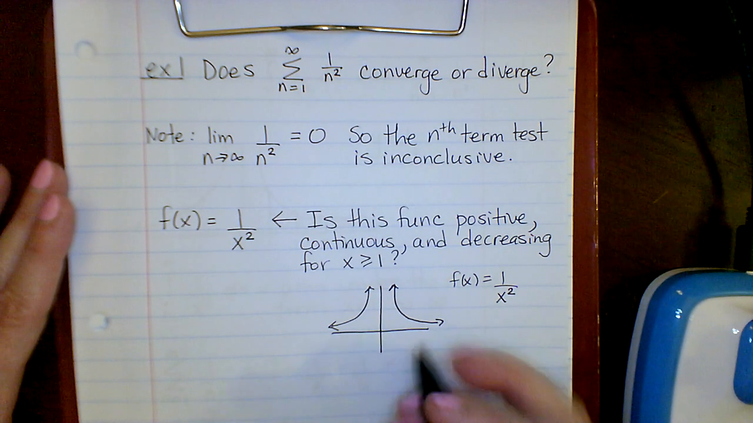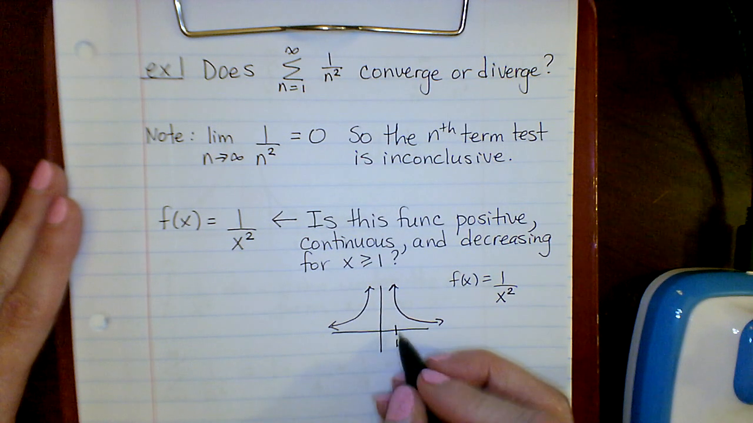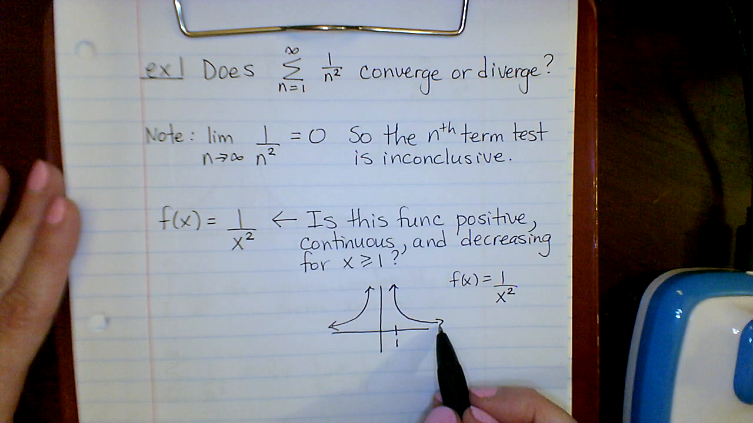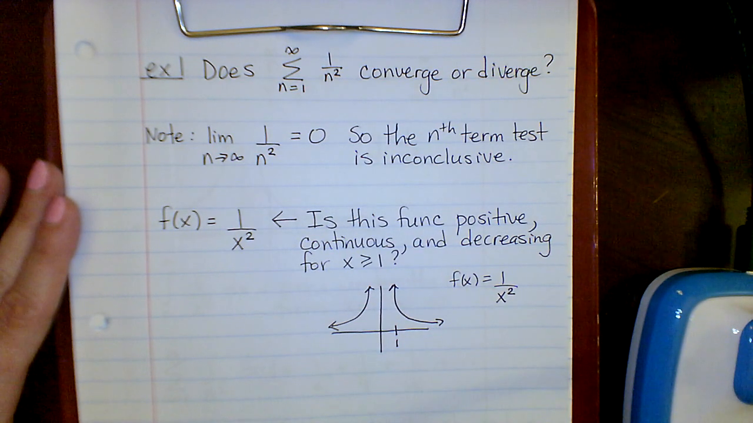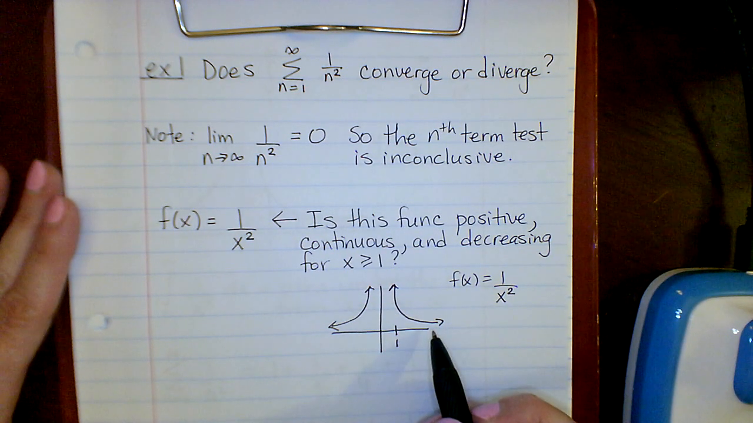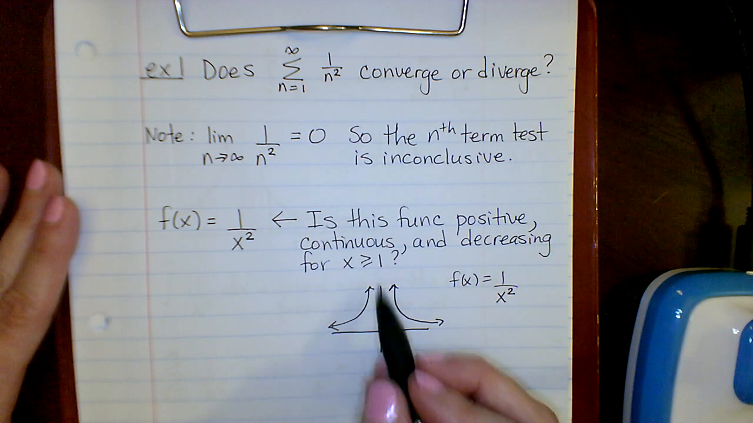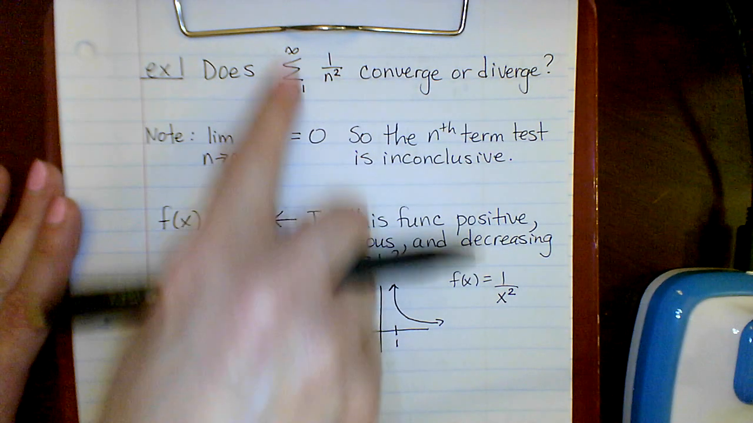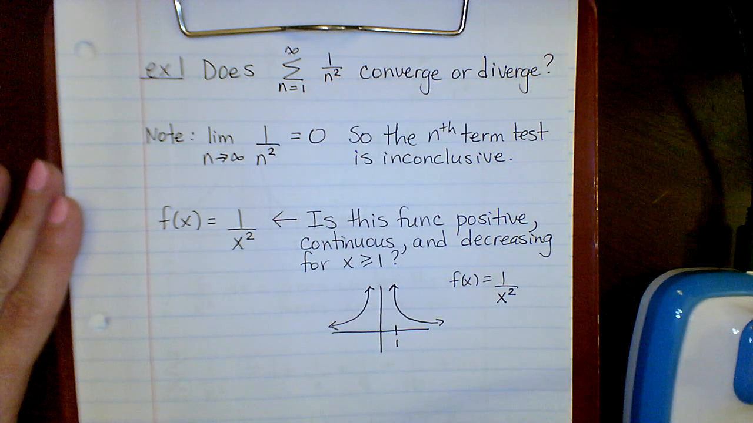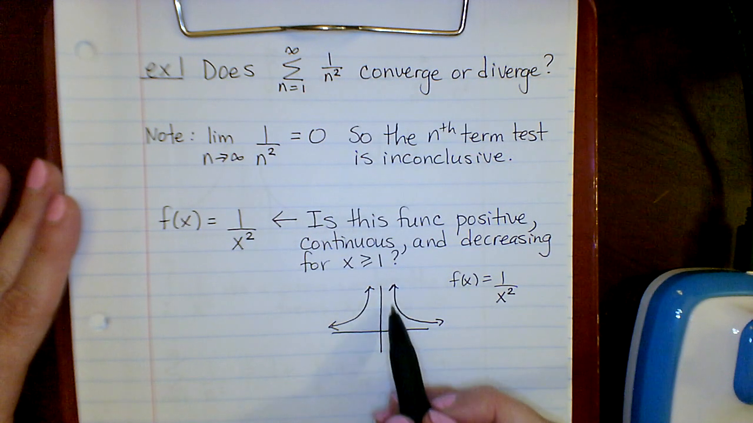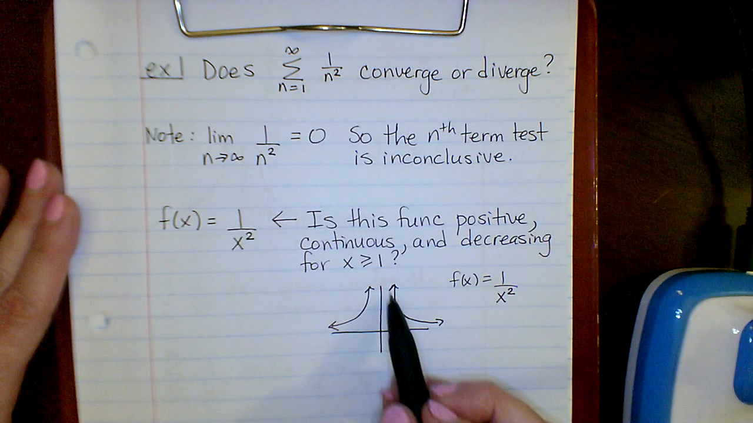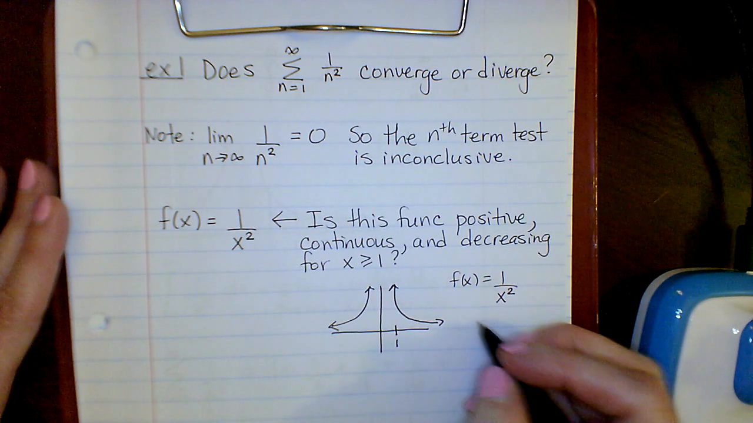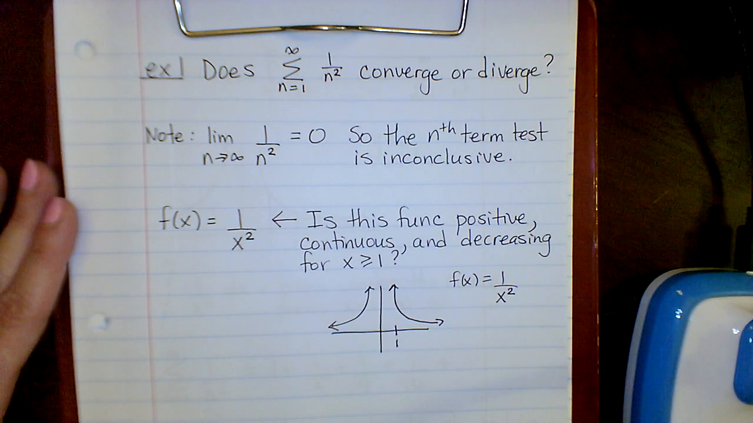So everywhere from 1 to infinity, this graph is above the x-axis, so it's positive. It is continuous. The only discontinuity is at 0. Doesn't matter. I only need it to be continuous on this interval. And is it decreasing? Yeah. Look, as x's are getting bigger, the y's are getting smaller. So yes, those conditions are met.